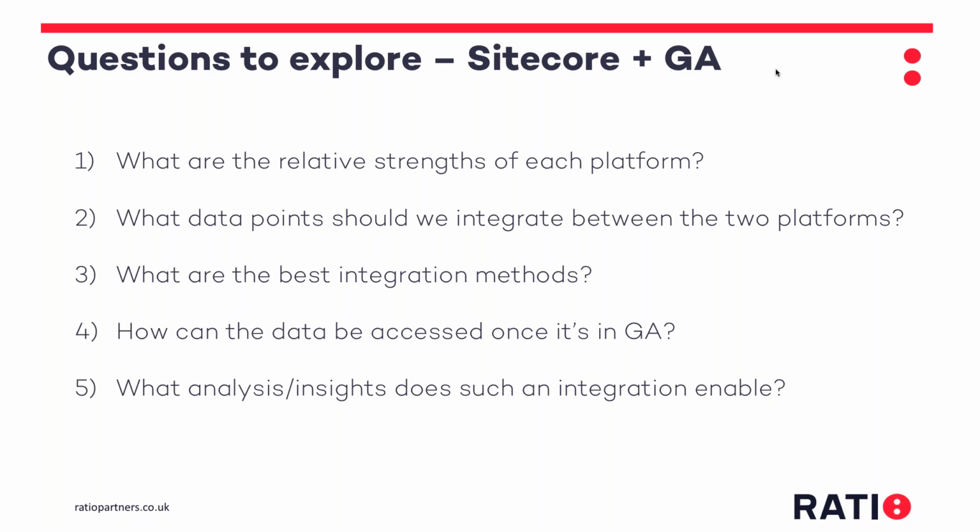So here's, in a nutshell, what we're going to be talking about. Firstly, we'll look at what the relative strengths of each of those platforms are. Second, if we are to integrate, what data points should we consider integrating between the two platforms. Thirdly, we'll look at how to actually go about creating an integration between Sitecore and GA. Fourthly, which kind of gives the game away in terms of what type of integration we suggest, we'll be talking about how once Sitecore data is in Google Analytics, it can be accessed. And finally, we'll look at what some of the analysis and insights you can get once you've got such an integration in place.